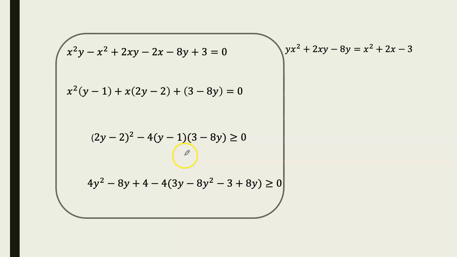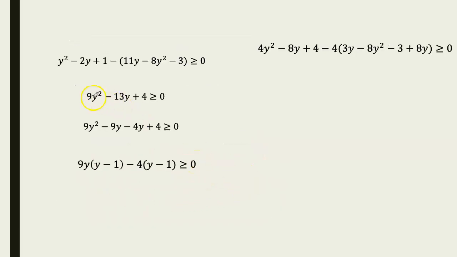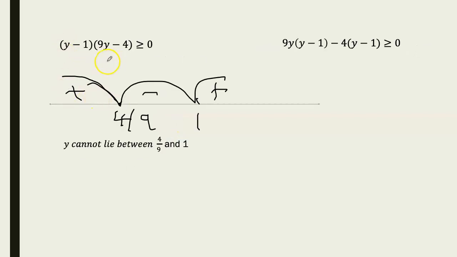Now y is real, so what can I say about the discriminant? It is greater than or equal to 0. So I have (2y minus 2) the whole squared minus 4 into (y minus 1) into (3 minus 8y) greater than or equal to 0. So when you factorize, what do you get? You get 9y squared minus 13y plus 4 greater than or equal to 0. When you factorize this, you get (y minus 1)(9y minus 4) greater than or equal to 0. So what are the roots? 4 by 9 and 1. Again we plot it on the number line and divide it into intervals, starting with the plus sign and alternating plus and minus. So y cannot lie between 4 by 9 and 1.